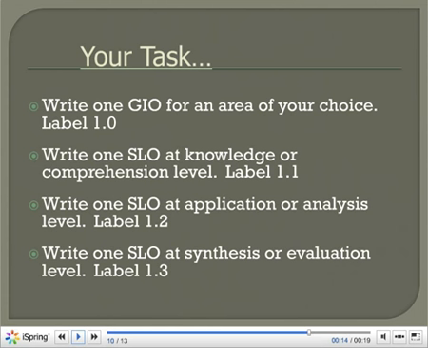If you feel unsure about your written GIOs and SLOs, please feel free to send them to me privately for a critique in my email, which is rasj@bethel.edu.